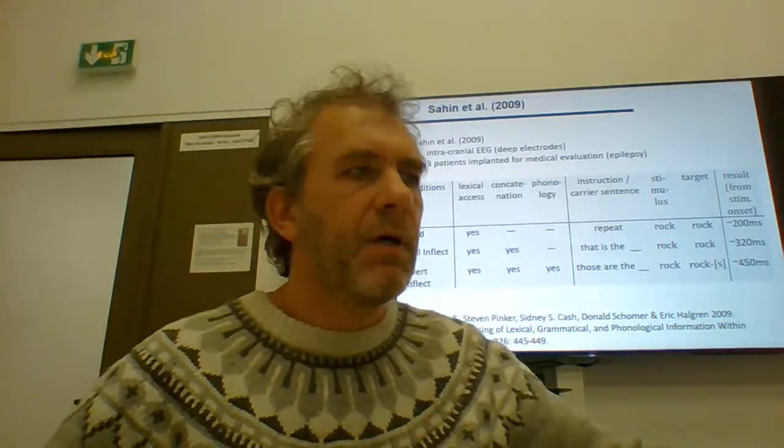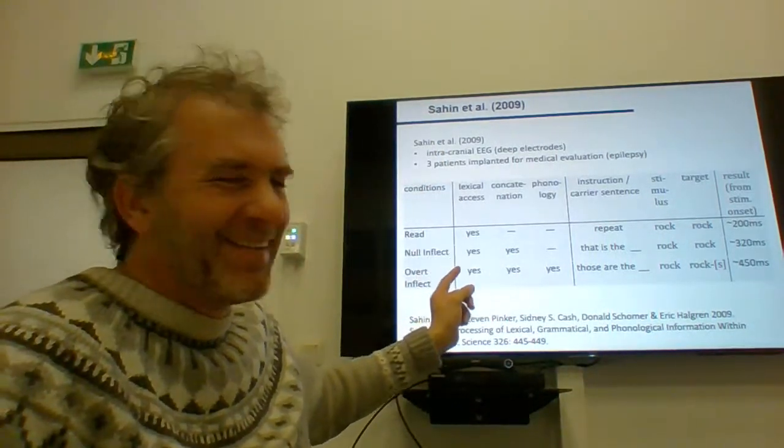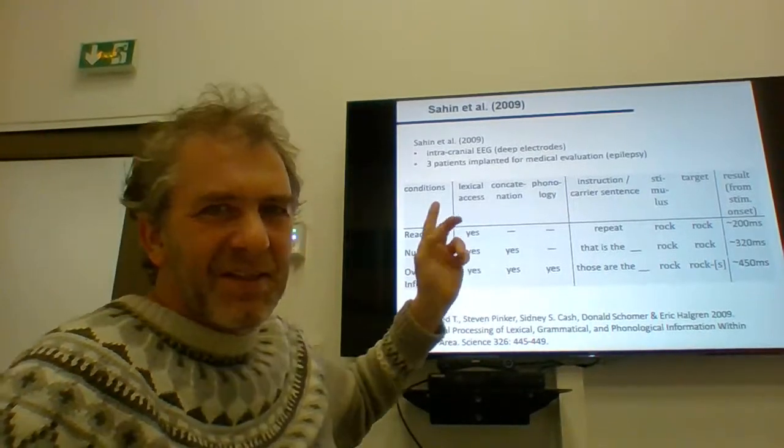So here's the experimental protocol they ran on these 3 people. And that's actually the cornerstone of all that will be following. So I spend a little time on that, to make sure everybody understands what subjects are doing when you record them. So there are 3 experimental conditions, called read, null inflect, and overt inflect.